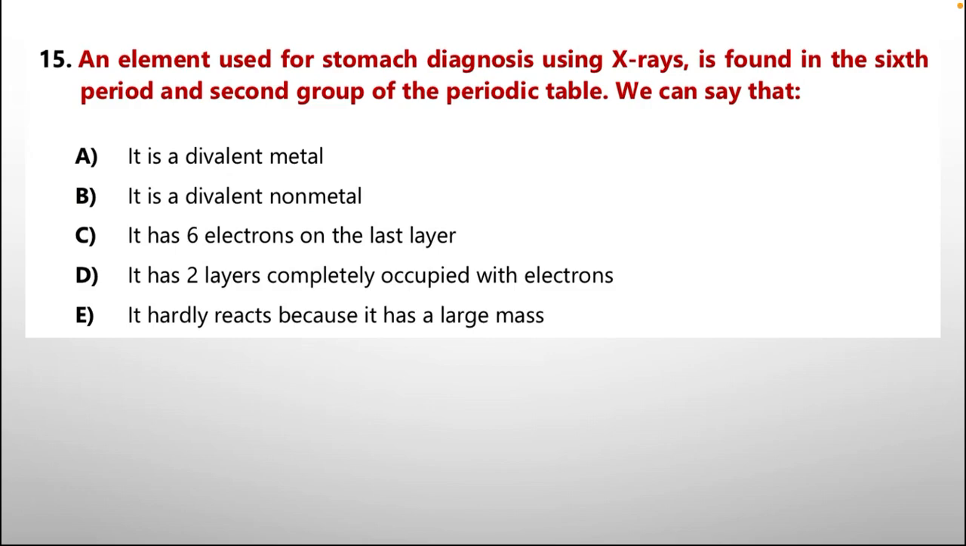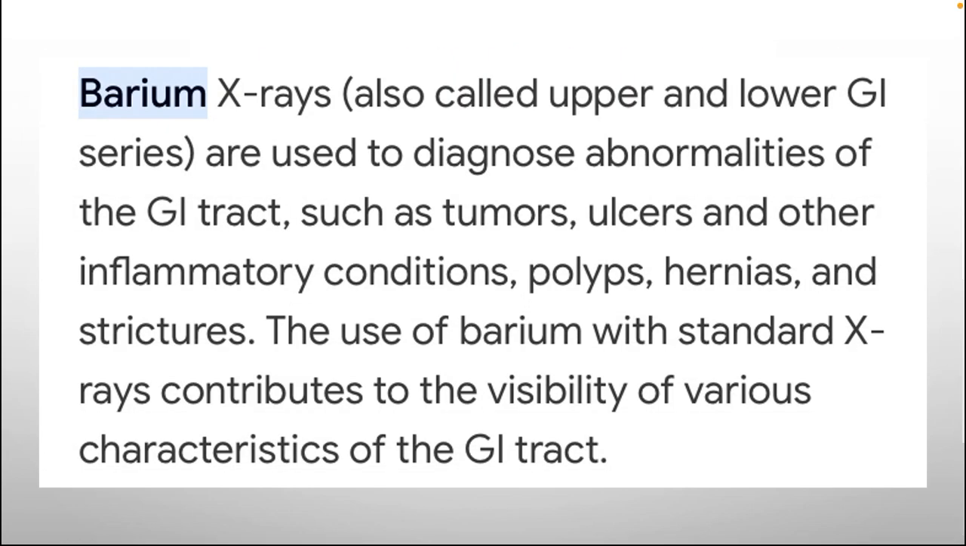C, it has 6 electrons on the last layer. D, it has 2 layers completely occupied with electrons. E, it hardly reacts but it has a large mass. So here are some explanations. Barium X-rays, also called upper and lower GI series, are used to diagnose abnormalities of the GI tract such as tumors, ulcers and other inflammatory conditions, polyps, hernias and strictures. The use of barium with standard X-rays contributes to the visibility of various characteristics of the GI tract.